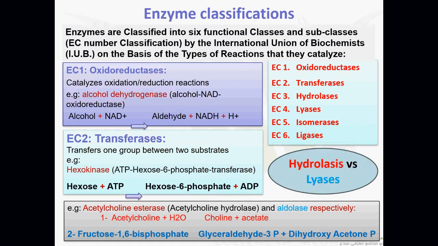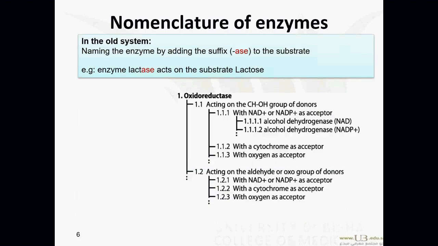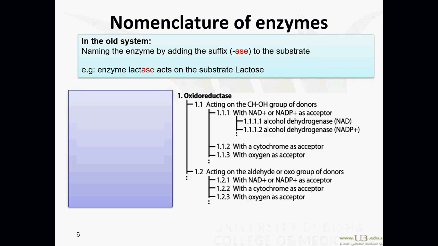The same for the isomerase, which will change the isomer from one form to the other form, and the ligase will link, for example, the glucose and the fructose to form the sucrose, and so on. So the nomenclature of the enzymes, as we mentioned previously, was by adding the suffix "ase" to the type of reaction which the enzyme catalyzes or to the substrate. For example, the lactase acts on the substrate lactose, and it will change it into its original form, which is glucose and galactose.